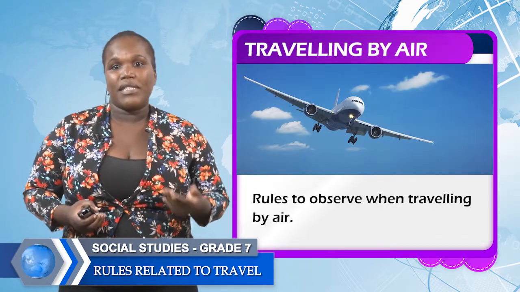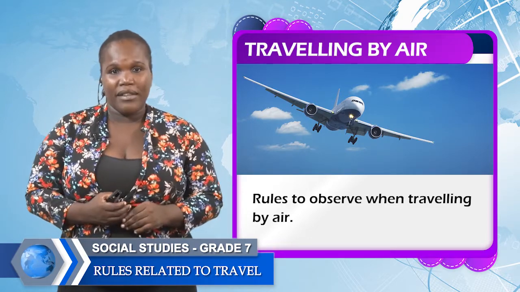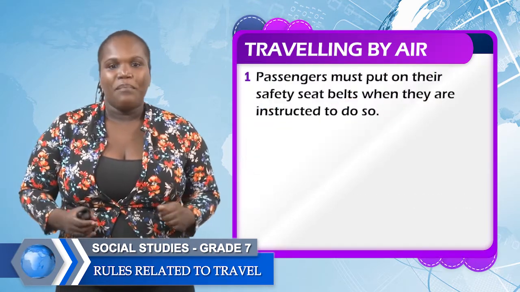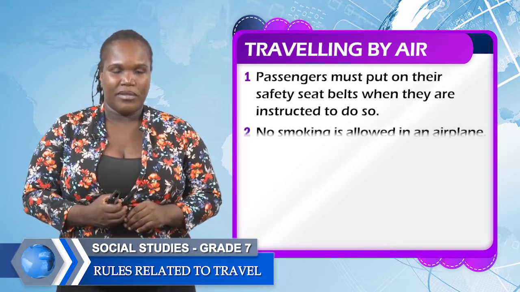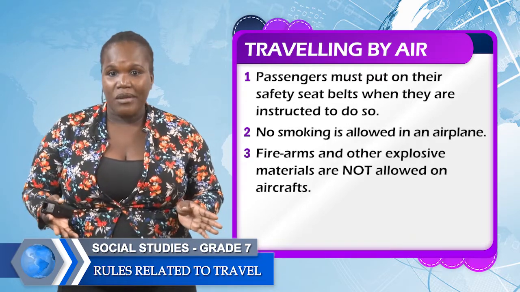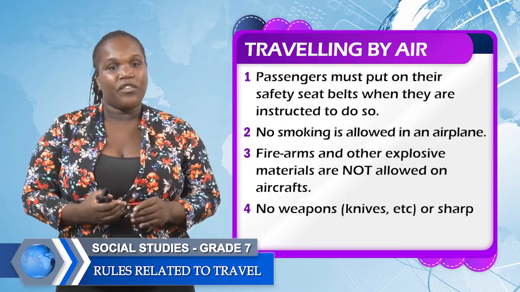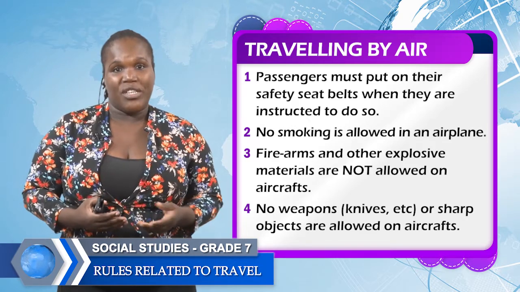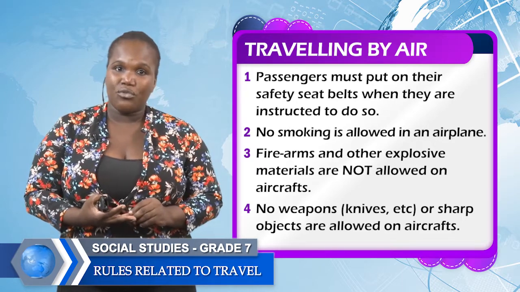Here are some rules to observe when traveling by air. Have you ever traveled in an airplane? Then you'll be familiar with some of these rules. 1. Passengers must put on their seatbelts when instructed to do so. 2. There should be no smoking on the airplane. 3. No firearms or explosive materials are allowed on the aircraft. 4. No weapons, including knives, etc., or sharp objects are allowed on the aircraft also. Are you familiar with some of those rules?